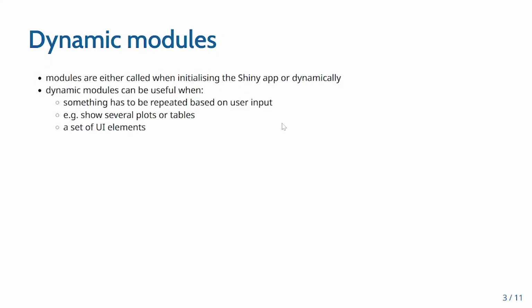Dynamic modules can be useful when something has to be repeated based on user input. This could be, for example, if you want to show several plots or tables and don't know beforehand how many should be shown, or maybe also a set of UI elements, again based on user inputs. I want to say in the beginning that if you're using dynamic modules, it can become complex quite easily. So I recommend to use it with care and only really when you need it. Let's check out how we can get from static modules to dynamic modules.